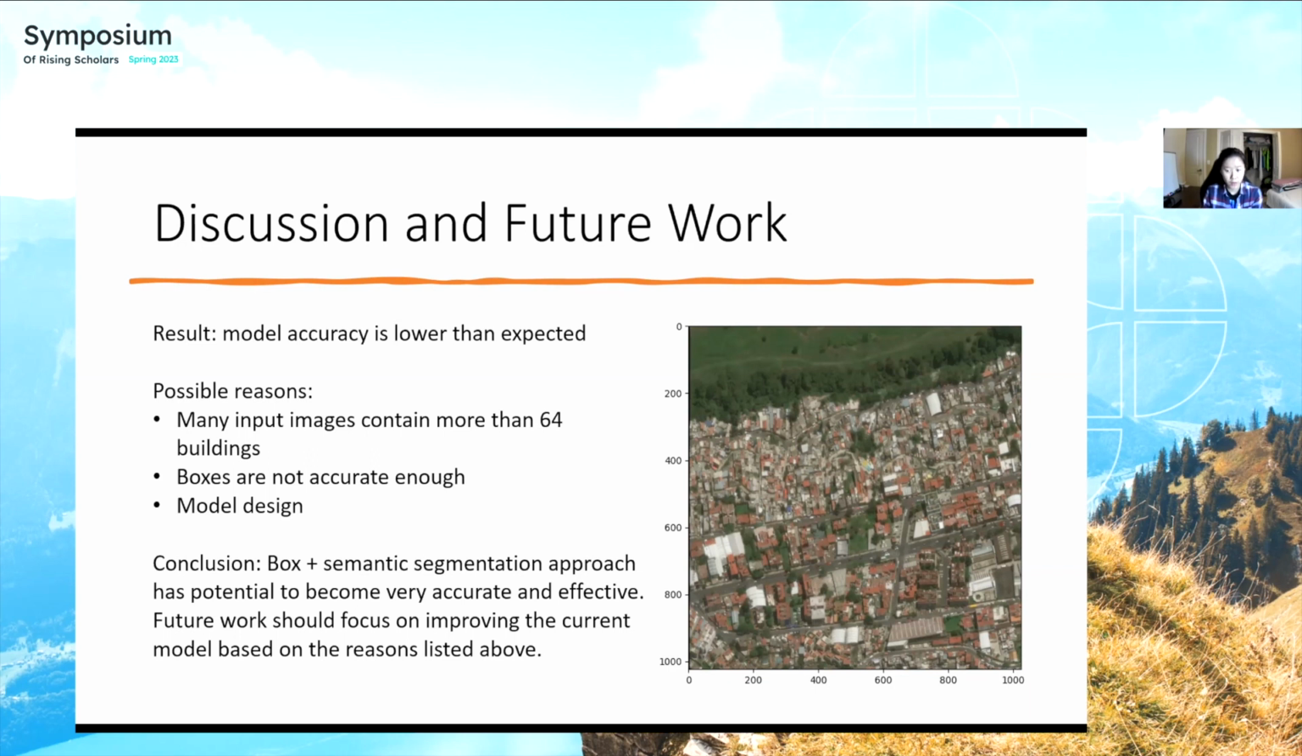For example, I wanted to have more than 5 convolutional layers in my model so that it can have better accuracy. However, since I was using a free Google Cloud virtual machine to train my model, the GPU did not have enough storage to afford a more complex model. So in conclusion, the bounding box plus semantic segmentation approach has potential to become accurate and effective if improvements are made. Future work should focus on improving this model, such as having variable output length and trying out models like YOLO and SSD.